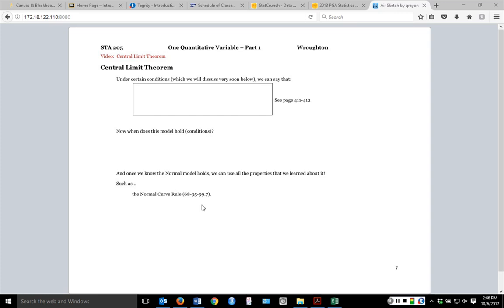So what we're doing now is taking these same ideas, very similar to what we did with the categorical variable, like pulling out those beads from those containers. We're seeing how this idea applies now to a quantitative variable. So under certain conditions, which we'll get to shortly, we can say that y bar is approximately distributed normal with a mean of mu and a standard deviation of sigma over the square root of n.